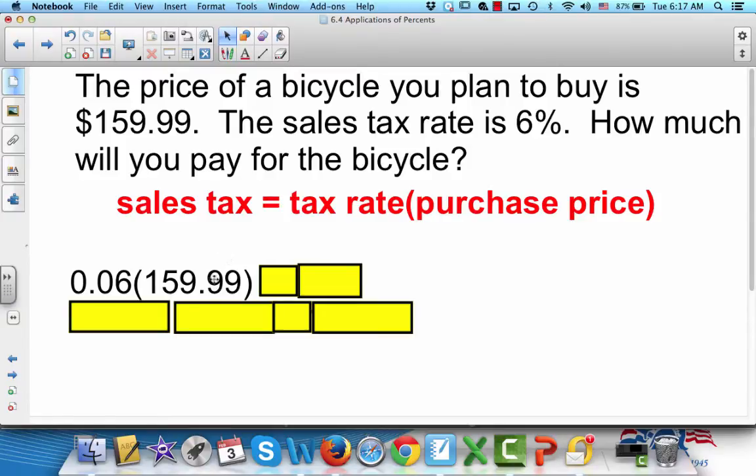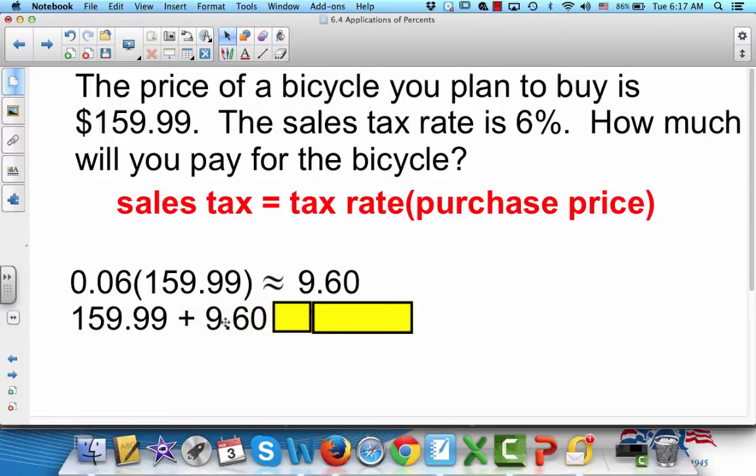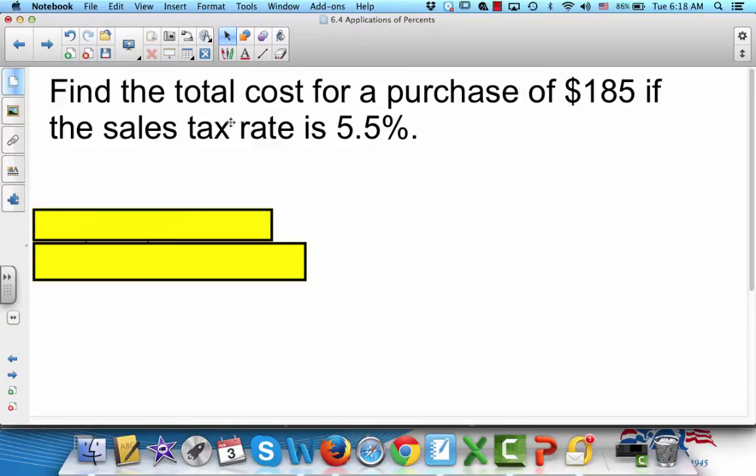The purchase price is $159.99. So we go 0.06 times $159.99 and we get $9.60. Now we don't really get exactly $9.60. We get 9.59, but we round it to $9.60, okay? And we round it to 9.60 instead of 9.6 because we're talking about dollars and cents, and that's always two decimal places. So we've got now $159.99 was our purchase price, and we add our tax of $9.60, and we get a price of $169.59.